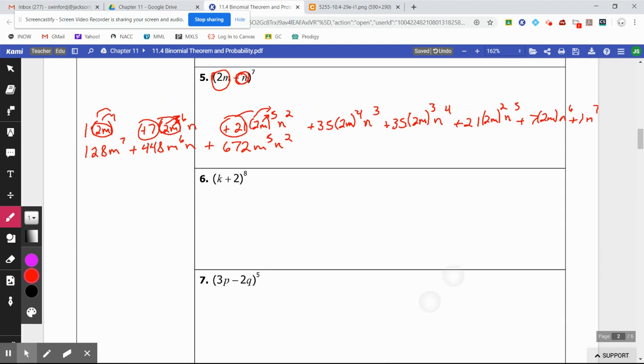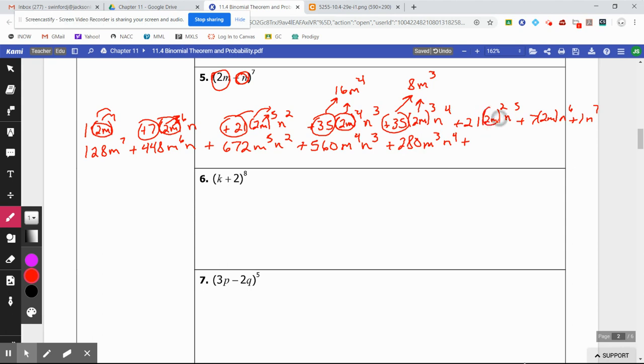See if this makes things a little bit easier. To raise 2m to the 4th power, I'm just going to write the answer above it. 2 to the 4th would be a 16, and m to the 4th is simply m to the 4th. So we now have 35 times 16m to the 4th. So 35 times 16 gives me plus 560 m to the 4th, n to the 3rd. 2m to the 3rd power is 8m to the 3rd. So we have 35 times 8m to the 3rd. 35 times 8 gives me 280. So plus 280 m to the 3rd, n to the 4th.